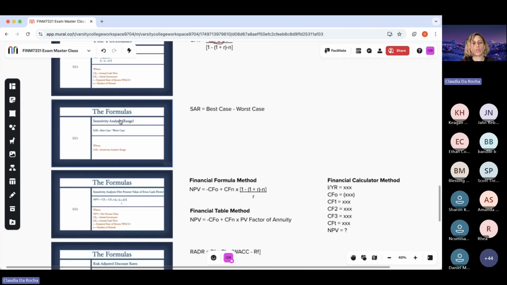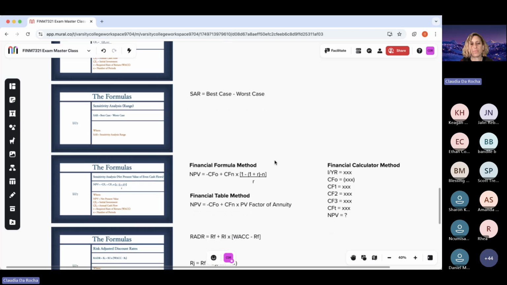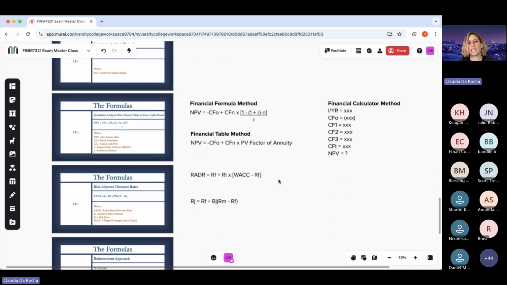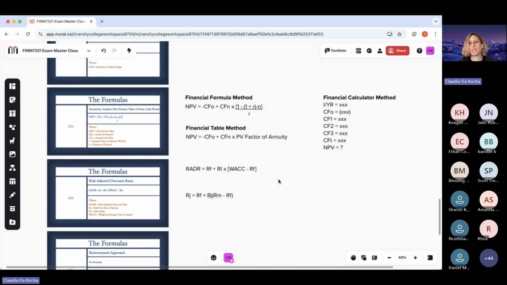Then we have, so this is not our sensitivity analysis, but more our scenario analysis. We have our scenario analysis range, which will be best case less worst case. So that's just when they give you options to calculate the range. Very simple. Here we have our net present value of an even cash flow. This specific formula is not in your textbook.